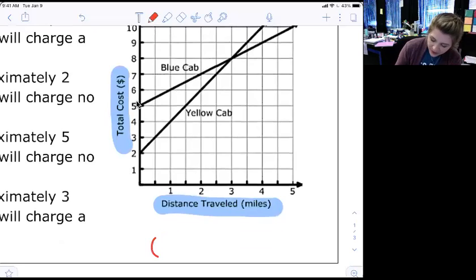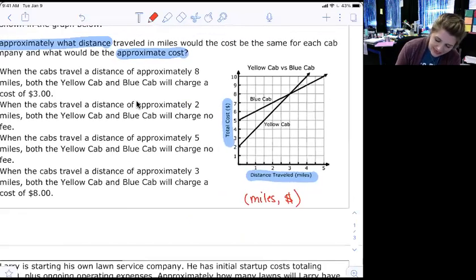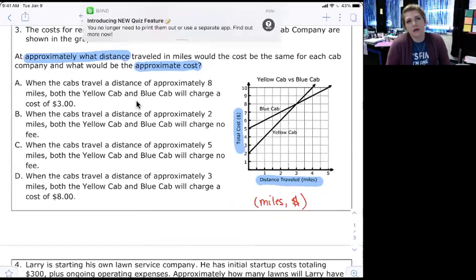So since my X values are miles, I'm going to put that first. And then my Y values are cost. So I'm going to put that here. So go ahead, take a second and see what you think.